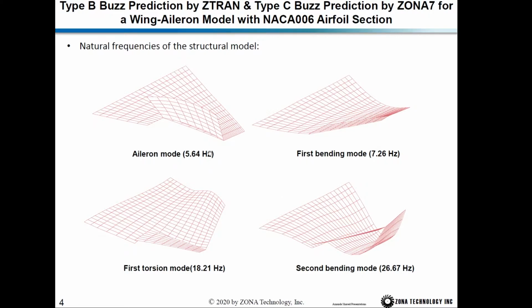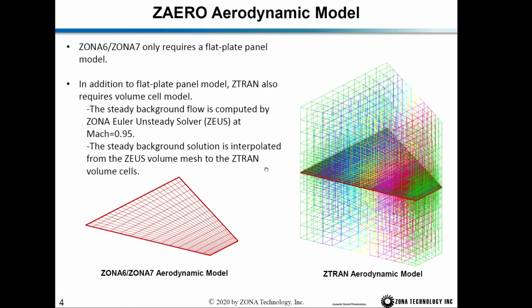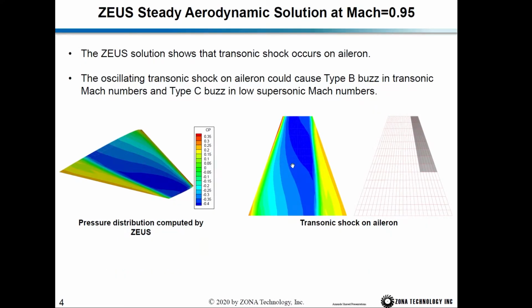So this is a wing aileron model, and the aileron mode is around 5.6 hertz, and we use ZONA6 and ZONA7 to generate a panel model, and then we put a volume cell on top and above and below the lifting surface, and we use the ZONA Euler solver to calculate the steady background flow and import it into the ZTRAN method at Mach 0.95. And so you can see at Mach 0.95 the transonic shock has already crossed the hinge line, so at Mach 0.95, if it buzzes, it is type B buzz.